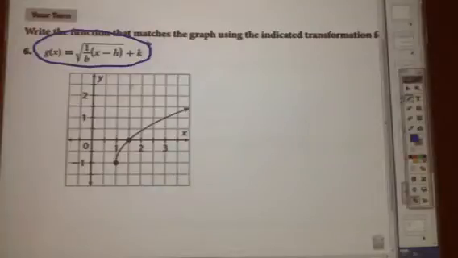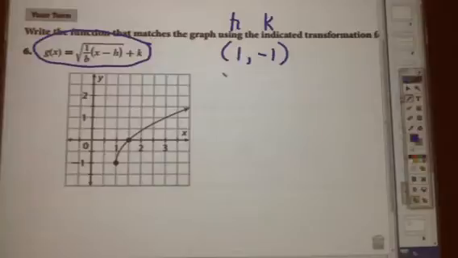The end point, this point right here, is your H, K. Okay, so that point is 1, negative 1. That is my H and my K. So really, I know everything in my formula except what letter? B.